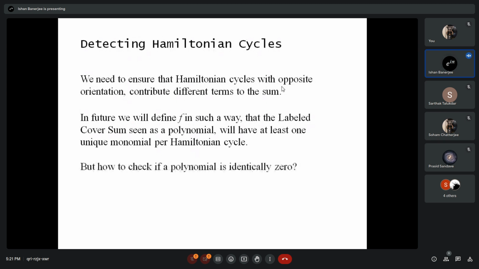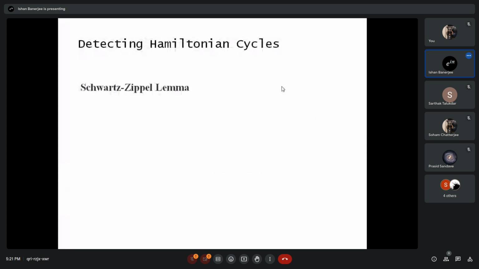Now, if there isn't any Hamiltonian cycle at all, then the polynomial must be 0. So how do we check if a polynomial is identically equal to 0? For that, we have a few theorems and lemmas. The first one is the Schwartz-Zippel lemma. It says that if we have an n-variate polynomial and we take a subset F from the codomain, and uniformly randomly pick values for the variables and plug them into the polynomial, the probability that the polynomial gives us 0 is less than or equal to the degree of the polynomial divided by the cardinality of F. F is the subset that we are taking the values from. Now these R1, R2, up to Rn are all chosen uniformly randomly.